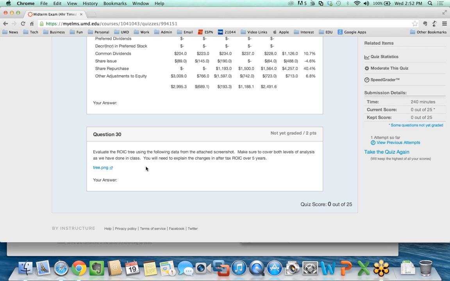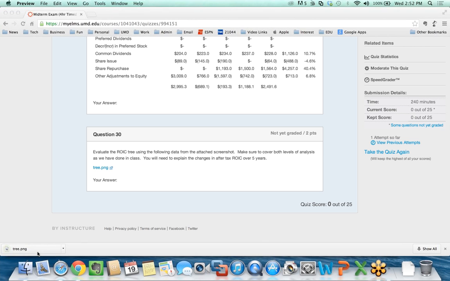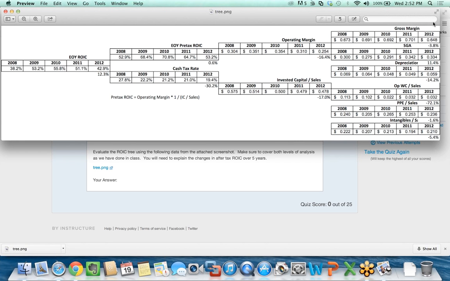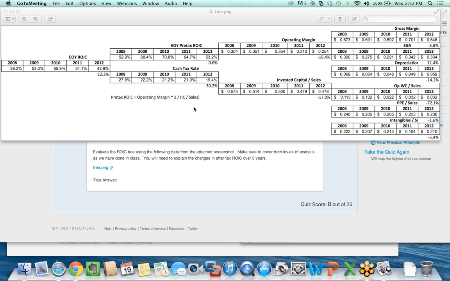Final question was the ROIC tree. Evaluate the ROIC tree using the attached file. What's going to be most important about the ROIC tree is you cover both levels of analysis. So level one, you had to talk about the tax rate, the operating margin, and the productivity. So in this case, the end of year ROIC for this company went from 38.2% to almost 43% in 2012, an increase of 12.3%. Tax rate went from 27.8 to 19.4, which was reducing the tax rate by 30%.